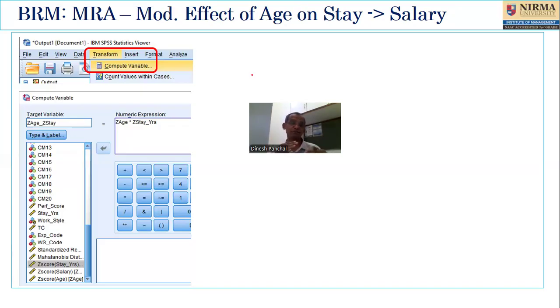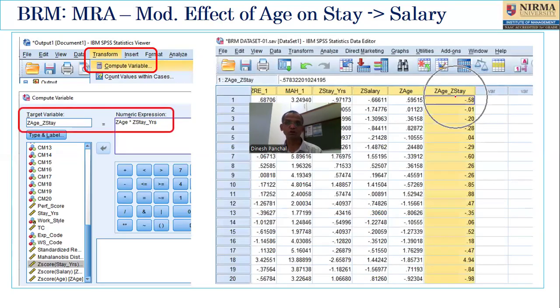If, for a particular employee, age is above average and the stay years is below average, that means they are going in opposite directions. Then the interaction column will have a negative value. Okay, so keep this in mind. When we interpret the output, this understanding will be required. So when you compute, you have one more column called the interaction column.